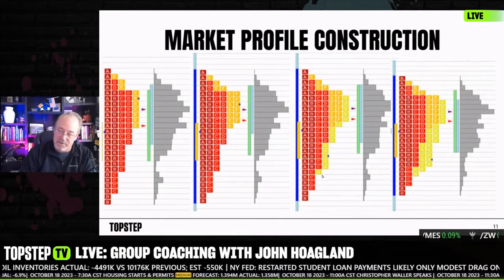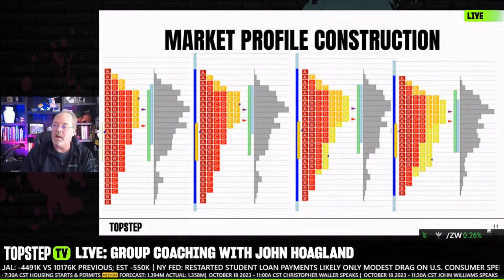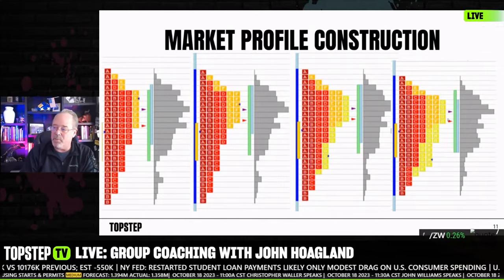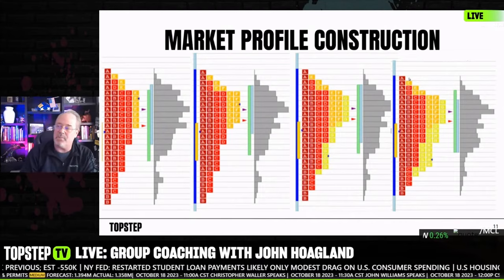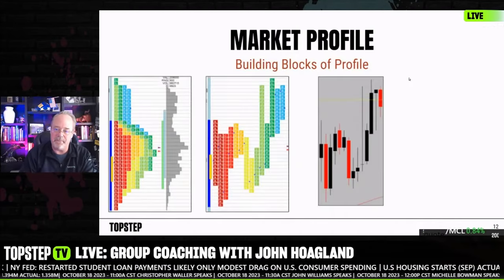G, puts in a kind of a poor low there, but we know we have excess at the low and a low excess high. We've got a high point of control. We've got an asymmetrical bell curve. What does this profile look like at the end of the day?